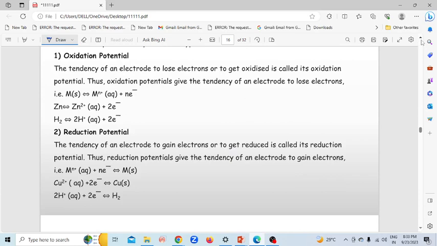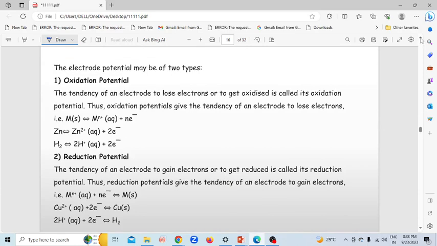Then to derive electrode potential, we should know about oxidation potential and reduction potential. So what is the oxidation potential? When any species oxidizes, how much potential is there? It is the tendency of an electrode to lose electrons. So oxidation potential measures the tendency of the electrode to lose electrons.